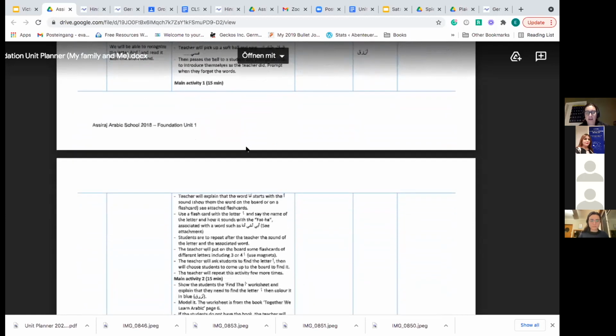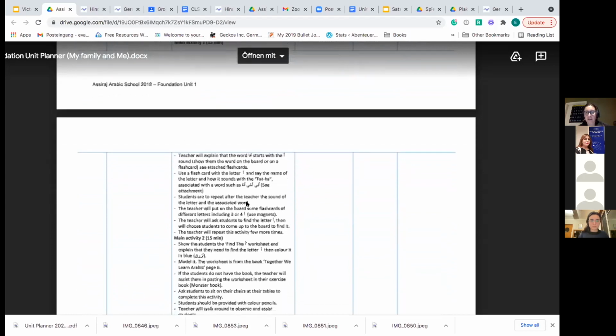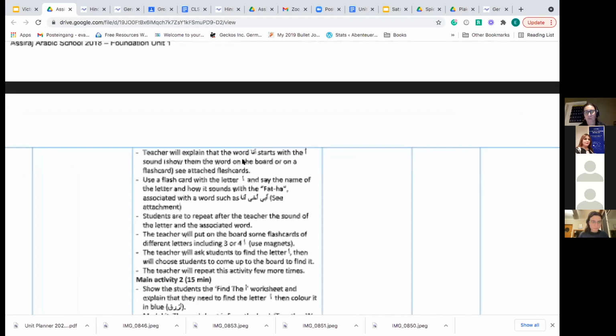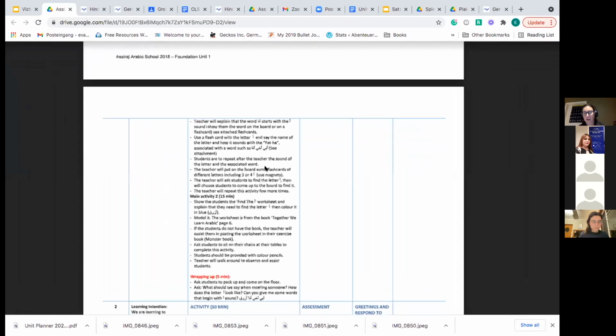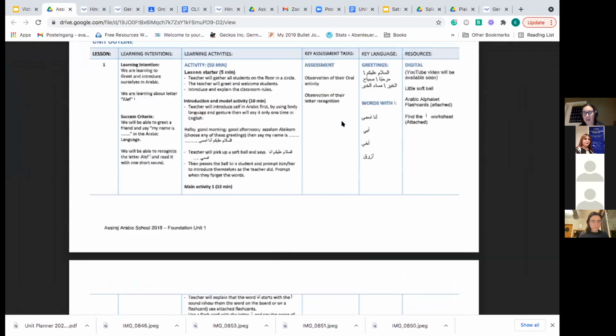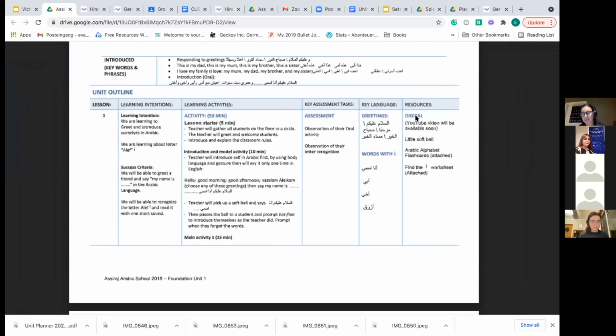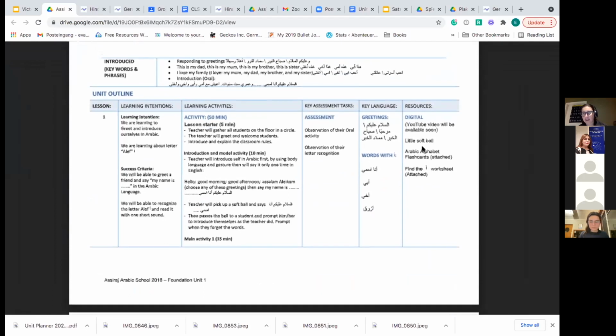In this case, the next main activity is that the teacher will explain the word. Unfortunately, I can't read or speak Arabic, but the ones of you who can will know what it means. Start with the sound and show them the word on the board or on a flashcard. And now we come to a really important point too, resources. So when you look here, you see resources. And here you see flashcards, a softball, a YouTube video, a find-the-letter worksheet, etc.